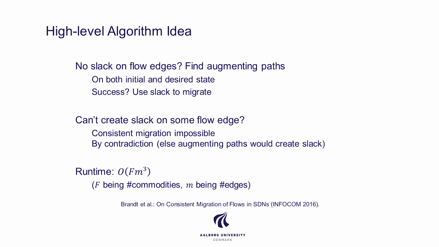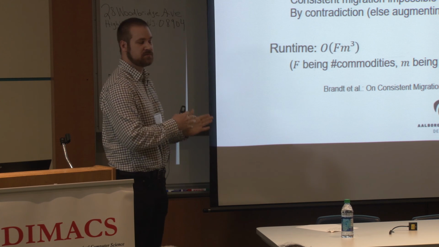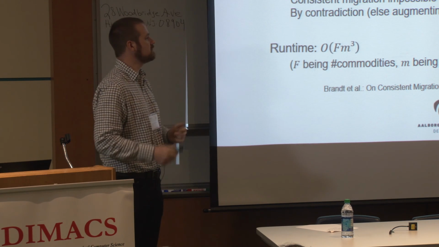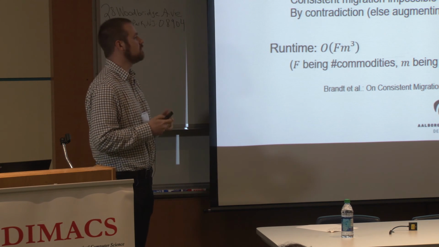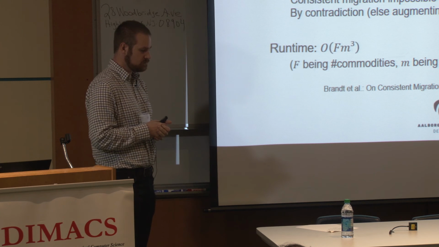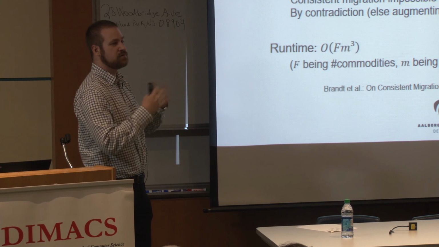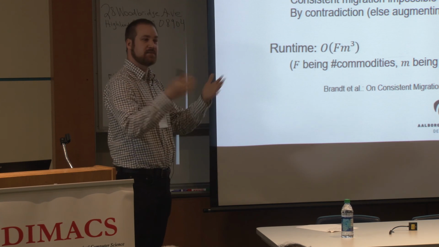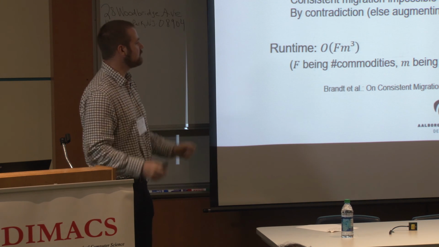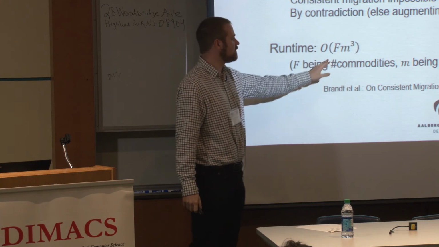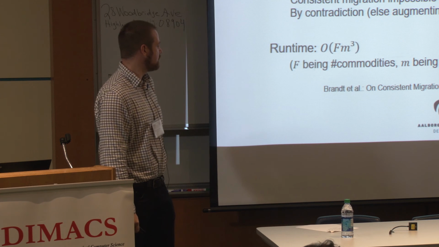And what you can also show is if there's some edge where you want to, for example, remove some flow, or where you want to put some flow on by just moving these flows, and you cannot create free capacity with this augmenting paths idea, then you also cannot migrate in a consistent fashion. And if you use this idea in a brute force approach, just try to create augmenting paths everywhere, and when you create some free capacity, you try again and again, you get a bit of a bad runtime, but still polynomial, like flows times edges cubed. I mean, you can improve this a bit.